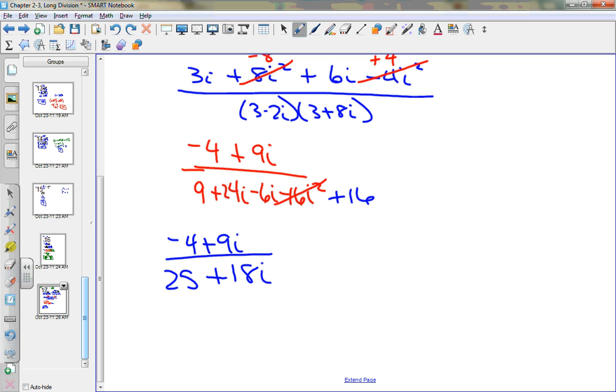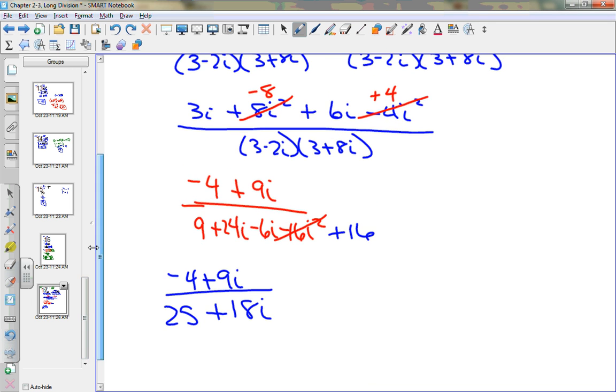Of course not. I just made it into one fraction. I had two imaginary number fractions, and now I put them as one. Now what do I need to do? Huh? Is negative 8 plus 4 is negative 4. Still got to multiply this by the conjugate.